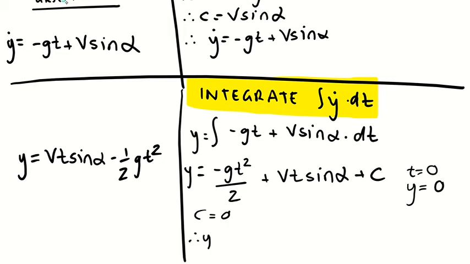So we can now say, yep, and it is more commonly written in this form, which I've written on the left here. So I'm going to write it in that form: vt sine alpha minus a half gt squared. That's just the more common form to write it, but it doesn't matter if you don't put it in that form and have it in the form above. Now we have found an equation for the height of this particle at any time, because it's y in terms of t.